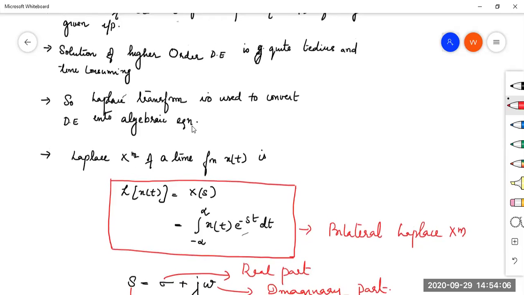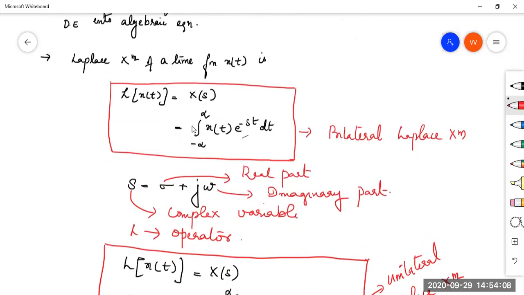And how it is done? This is done with the help of this particular equation. Laplace transform of a time domain function x of t, Laplace transform x of t is represented as X of s and is given by this equation. It is equal to integral minus infinity to plus infinity x of t e raised to minus st dt.